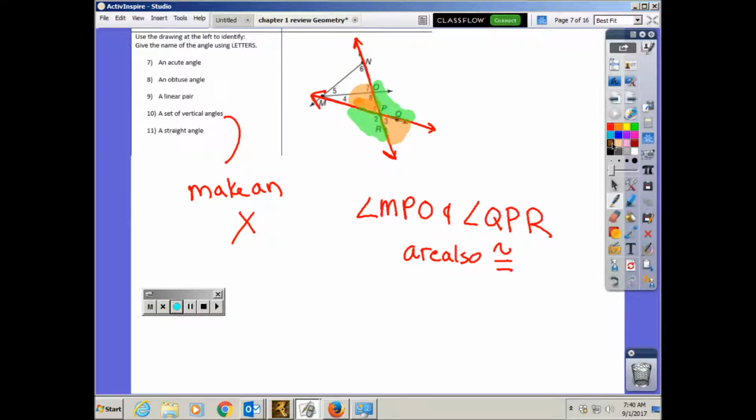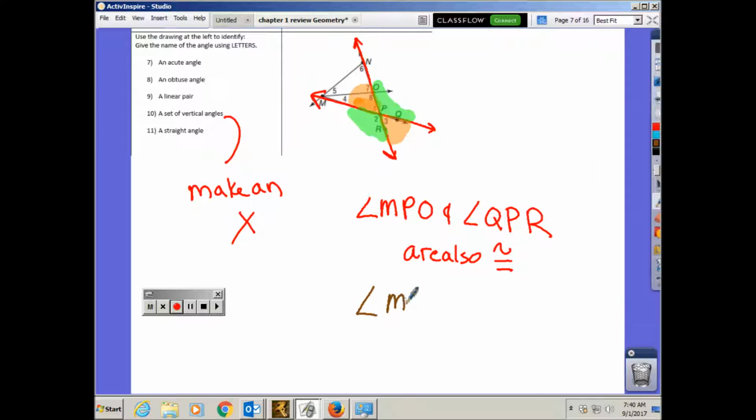My other set of vertical angles here, angle MPR, and I'm going to do OPQ, although I could have called this NPQ. They're congruent. You'll also notice when you do this, typically one set of vertical angles is acute and one is obtuse. And later on, you're going to have to find some other angles, so you might want to keep that in mind. One set is acute and one set is obtuse.